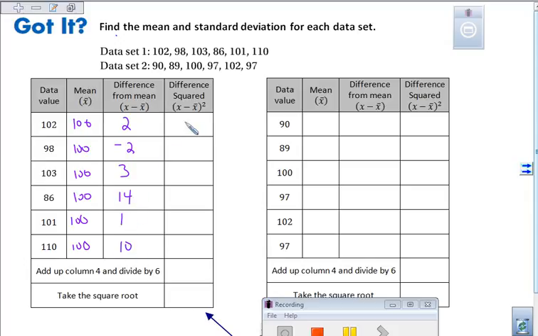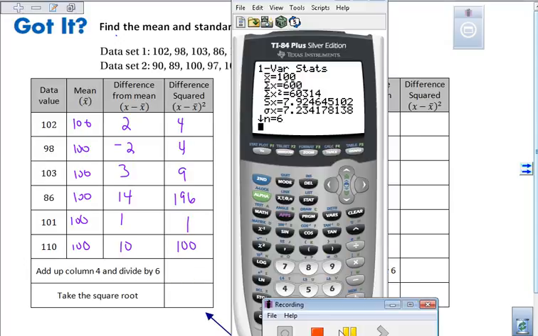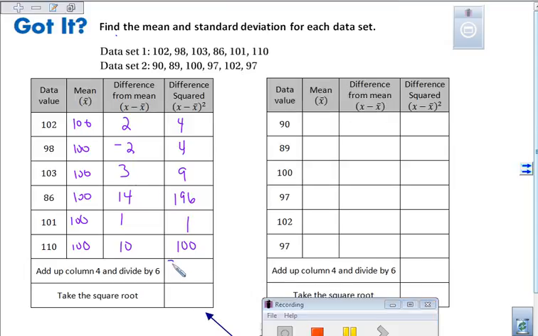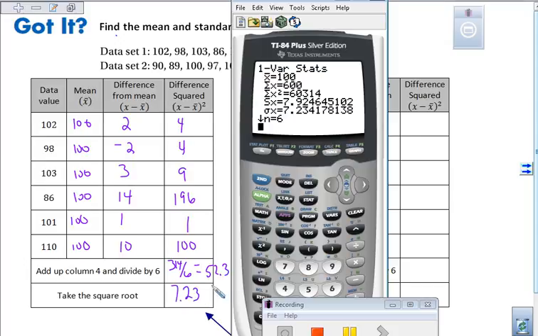and then the next column, I'm going to take that number and square it. 4, 4, 9, 196, 1, 100. And then the next column, I add these up and I divide by 6, and I've already had that calculated, and I get 314 is my sum, and then I have to divide that by 6, so that gives me the 52.3. And then I take the square root of that number, and that gives me 7.23. So that's how you calculate standard deviation by hand.